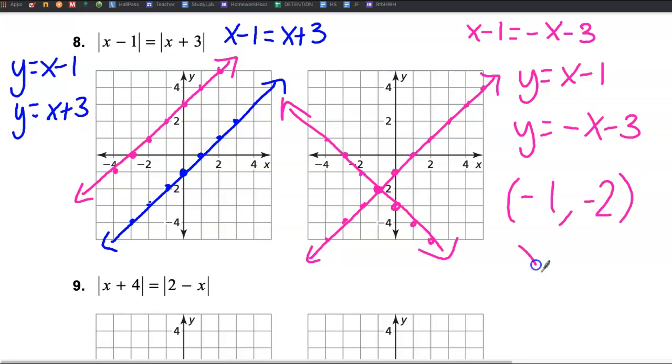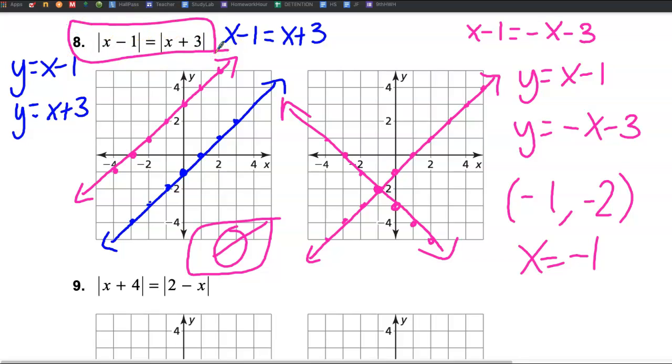Okay, but my x, so my final answer is? Negative 1. Okay, so what was our solution over here? No solution. So my final answer, how many actual answers to this one absolute value problem do we have? 1. We actually just have one because we got no solution for the other. So it'd just be the 1. It would just be x equals negative 1.